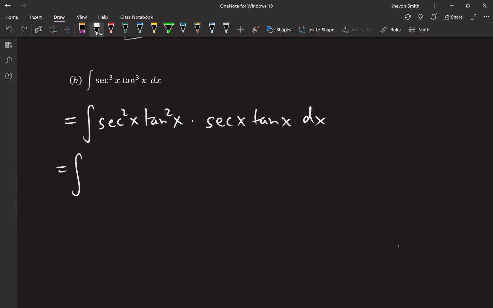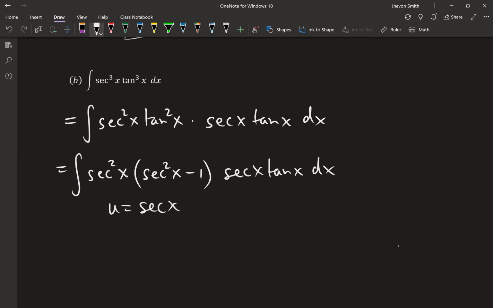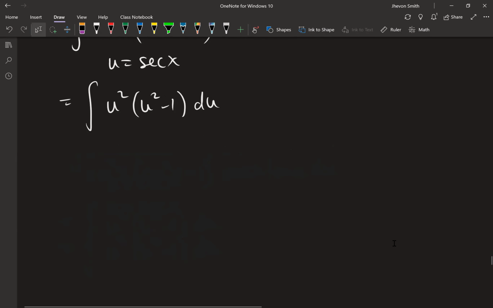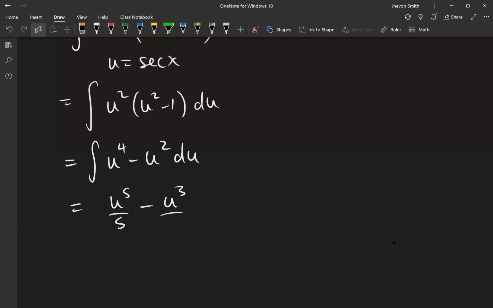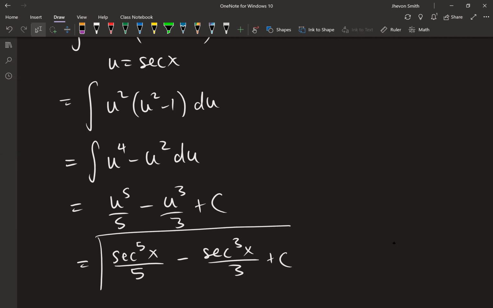Then what we're going to want to do is change all other tangents to secants. Then you're going to do a u equals secant. Your integral is going to become u squared times u squared minus 1 du. That we can deal with by just expanding parentheses. And Bob's your uncle.